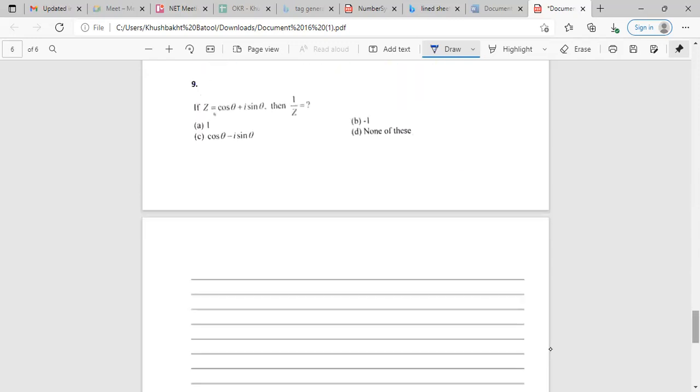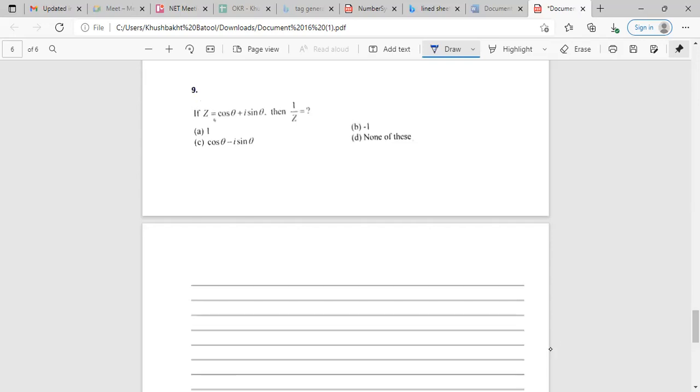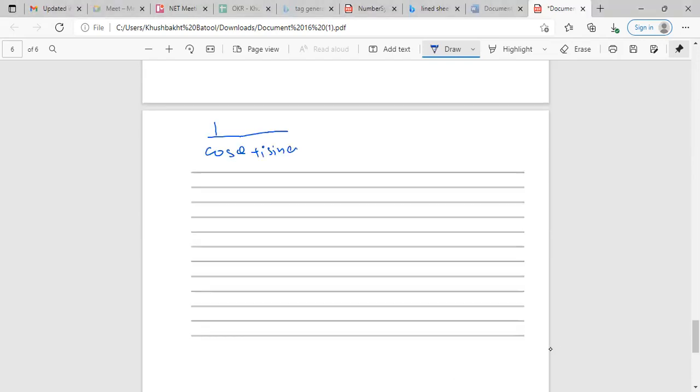Now the last question of this topic is, if z is cos theta plus iota sine theta, then 1 by z is, okay, now let's just write down 1 by z. 1 by z would be 1 over cos theta plus iota sine theta. Now, obviously, I can see that in the options, I do not have any option of this type. So this means that I would have to further simplify it, just to make it look like any of the given options. All right.